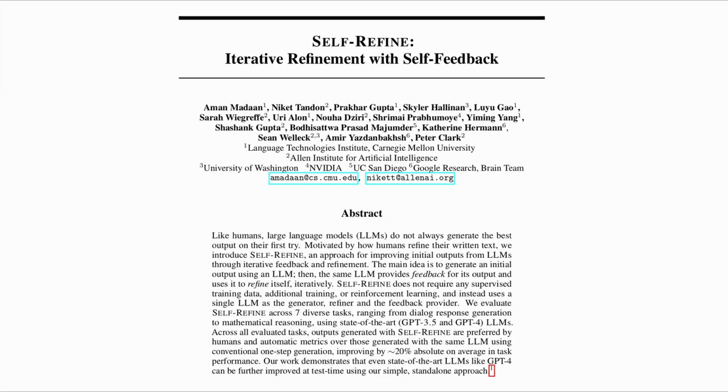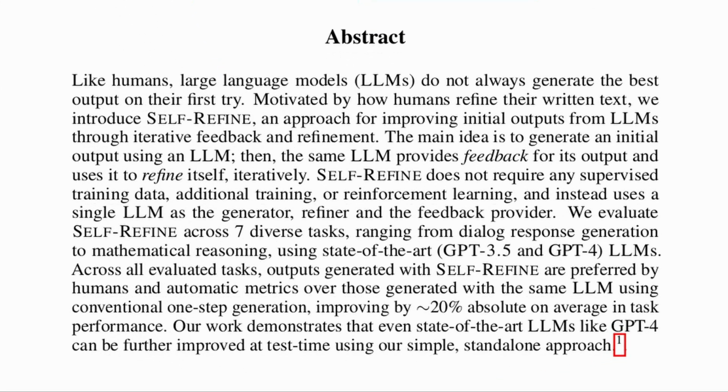This is illustrated by this research study, SelfRefine, Iterative Refinement with Self-Feedback by Madaan et al. in 2023. As they put it, the main idea is to generate an initial output using an LLM, then the same LLM provides feedback for its output and uses it to refine itself iteratively. SelfRefine does not require any supervised training data, additional training, or reinforcement learning, and instead uses a single LLM as the generator, refiner, and feedback provider.